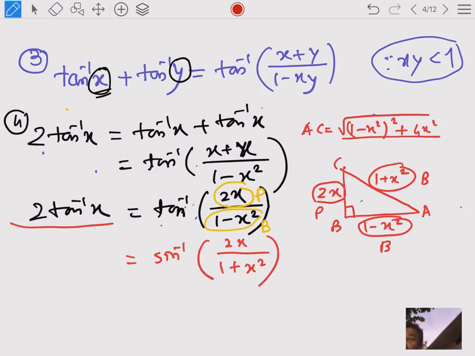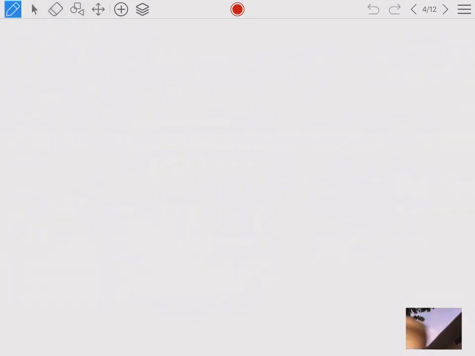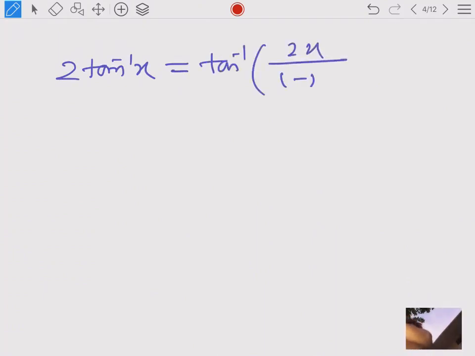And similarly, it can be written as cos inverse base upon hypotenuse, 1 minus x square upon 1 plus x square. So students, again I will write this identity. You have to remember, you have to memorize this identity: 2 tan inverse x is equal to tan inverse 2x upon 1 minus x square.